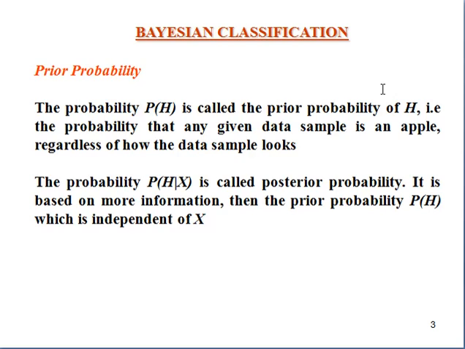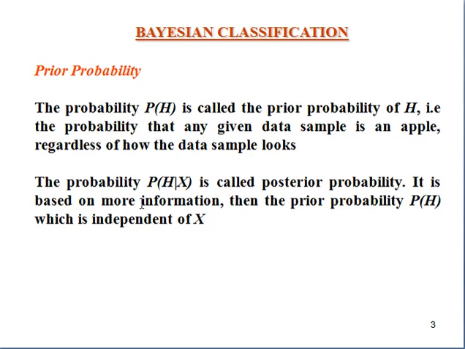So this is the prior probability of our hypothesis, and it states the probability that any given data sample is an apple regardless of how the data sample looks. So in our prior probability, we are assuming that any given data sample will be an apple. So the probability is that the given sample will be an apple, regardless of how it looks.